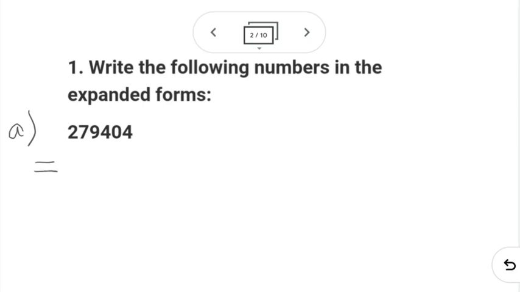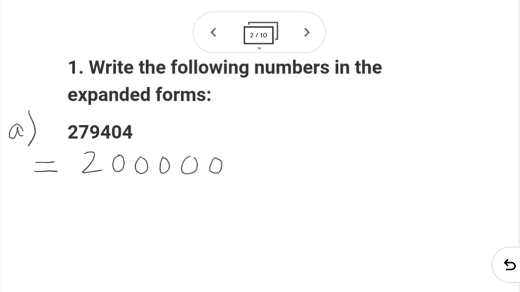So what we will be doing? First you will see the first digit. First number is 2. You write 2 and then see how many numbers are after 2. You can count the numbers after 2. So let's count 1, 2, 3, 4, 5. There are 5 numbers after 2. So we can write it as 2 and then we can put 5 zeros after it.